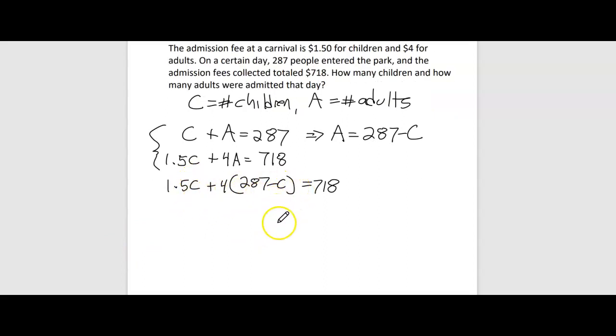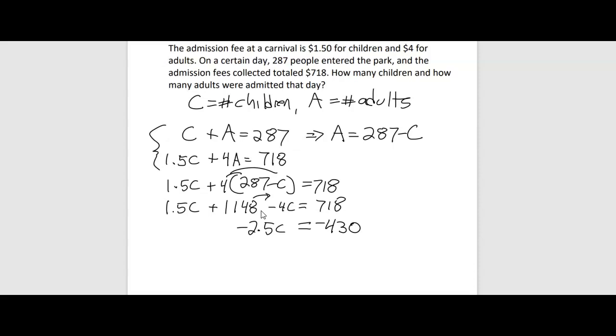This is now an equation with just c as the variable. We can now solve for c. So we distribute the 4, and we get 1.5c plus 1,148 minus 4c equals 718. When we subtract the 1148 to the right, 718 minus 1148 is negative 430. We have the 1.5c minus 4c, that is negative 2.5c.